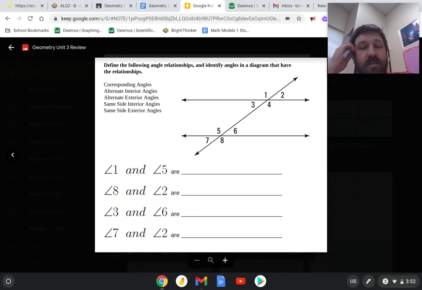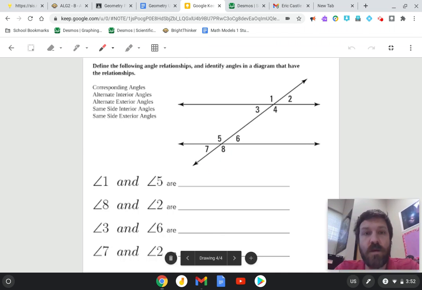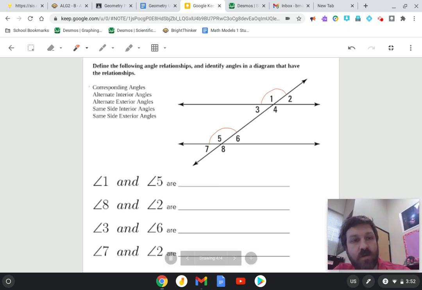Lastly, it says define the following angle relationships. So that means you need to look up the definitions from the unit and identify the angles in a diagram that have the relationships. So the first thing is you need to look up the definitions. You need to know the definition of these terms, period. Then you need to be able to look at a diagram like we have here and tell me angle 1 and angle 5, what are they? So let's highlight those, angle 1 and angle 5. Which of these categories do they fall into?